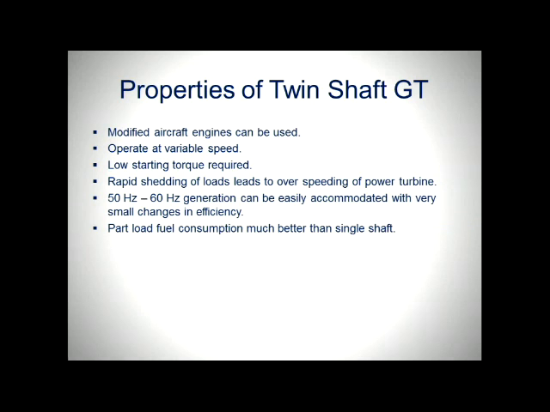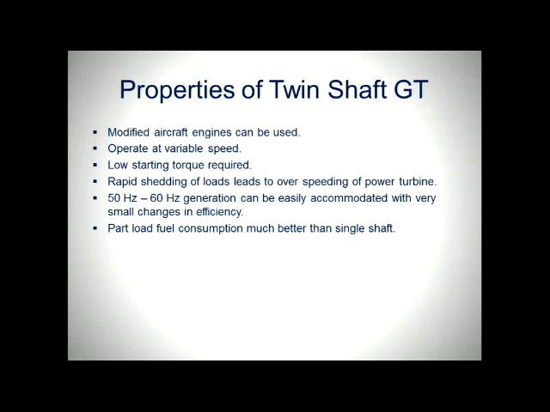These operate at variable speed, so the output shaft speed is a function of how much fuel you're putting in. They have a low starting torque because all you've got to drive is a compressor and a compressor turbine. You don't need to turn over the power turbine at start. But you can rapidly shed a load here.